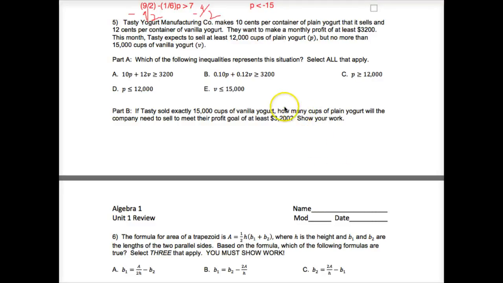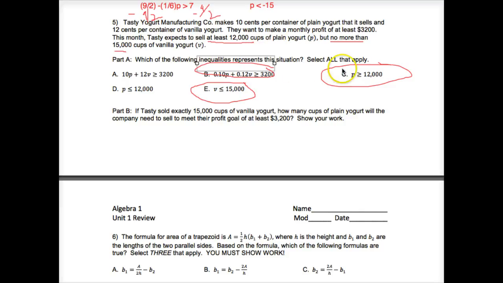Select all that apply. So, obviously you know the answers that I selected, which are B, and then also C, and then E. Now, I'm going to explain why all of these work. V just stands for the number of cups of vanilla yogurt. It said in the directions no more than 15,000. So that's exactly where E came from. It also says at least 12,000 cups of plain yogurt, which is P. At least does mean greater than or equal to.